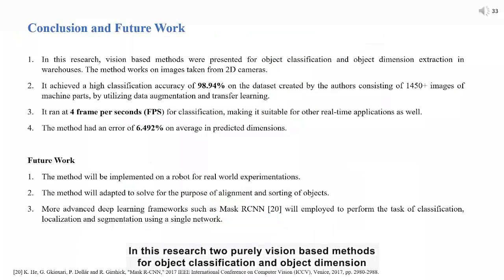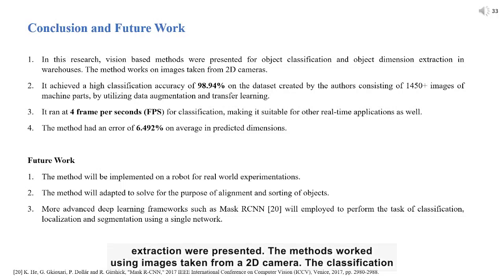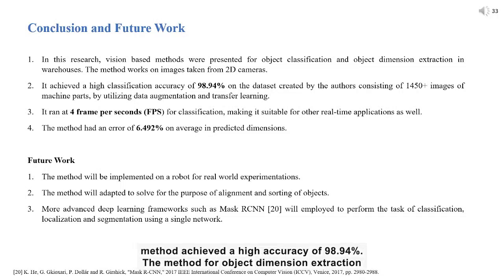In this research, two purely vision-based methods for object classification and object dimension extraction were presented. The methods worked using images taken from a 2D camera. The classification method achieved a high accuracy of 98.94%. The method for object dimension extraction had an error rate of 6.5% on average. The methods ran at 4 frames per second.